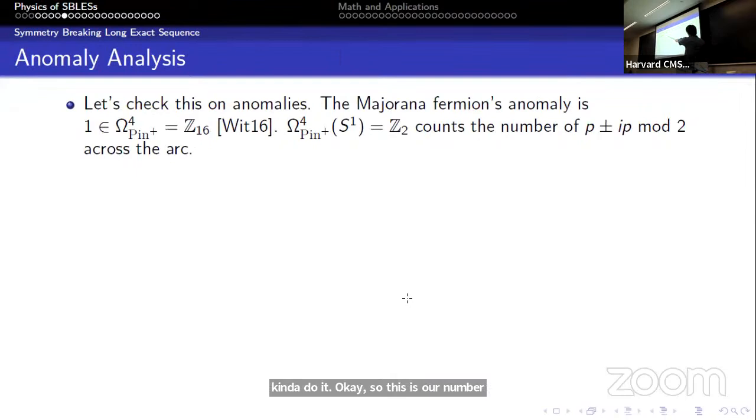As I said before, let's just check this map on anomaly. So the Fermi anomaly is just one in Omega 4 Pin+, which is Z16. It's a generator for the Z16 class.